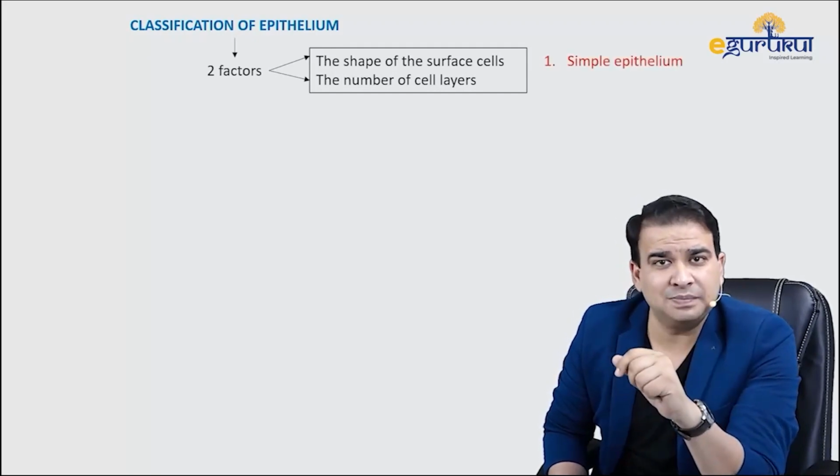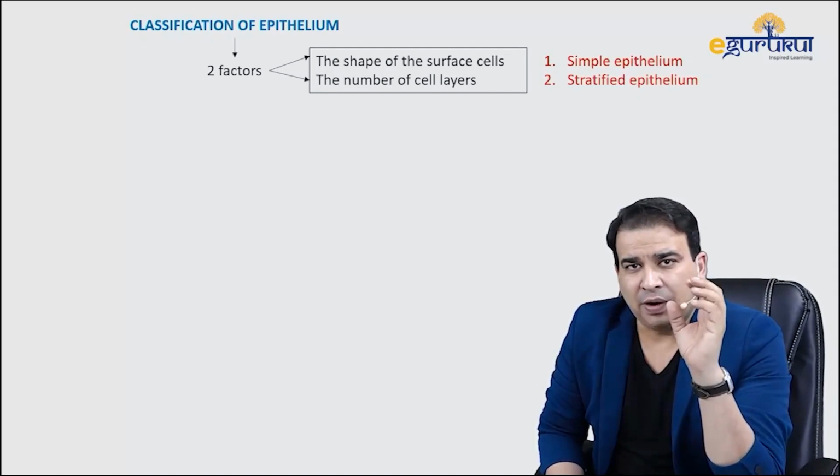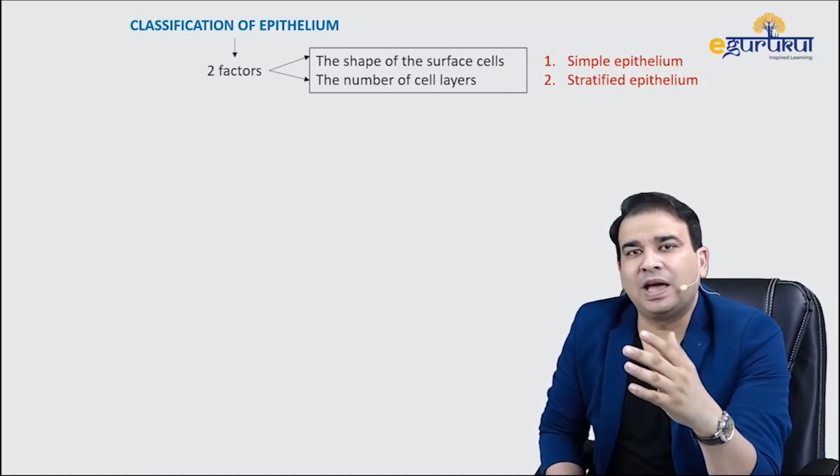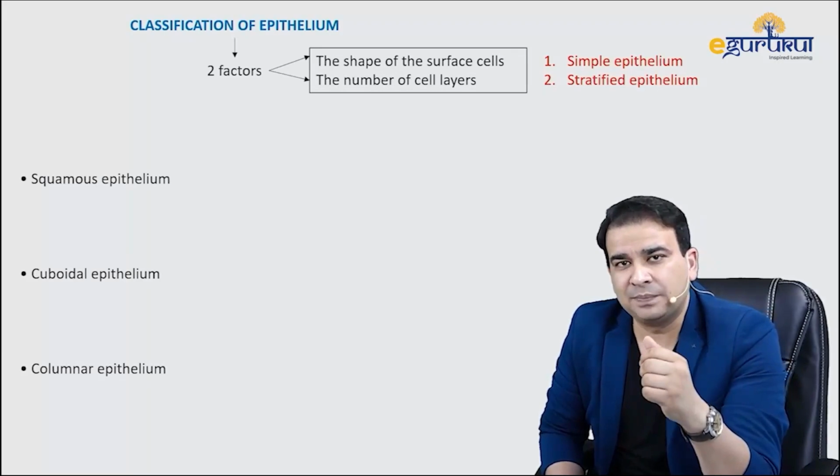One is simple epithelium, and then we also have stratified epithelium. Now in the simple epithelium, as we all know, we have these three main types: the squamous, the cuboidal and columnar.